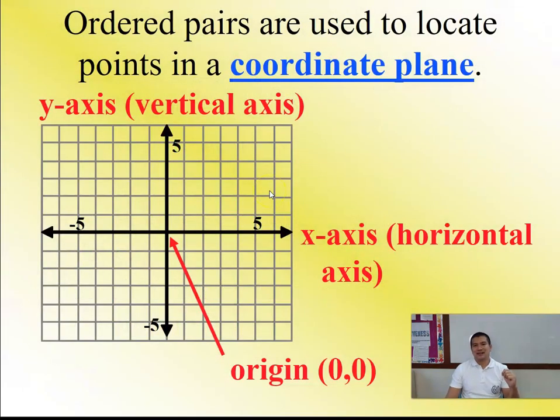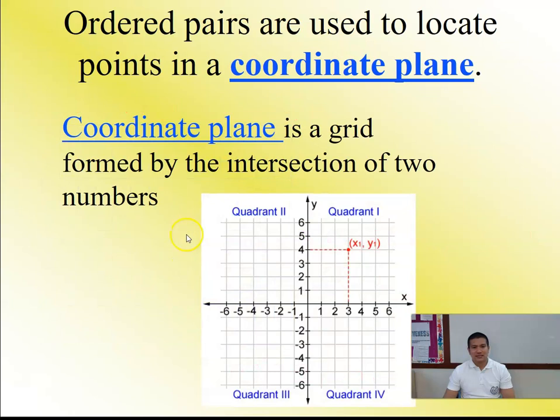So ordered pairs are used to locate points in a coordinate plane. There will be a y-axis, which is this line, the vertical line, and then we have the x-axis, which is the horizontal line, and this one is the origin. We call this the Cartesian plane. The coordinate plane is a grid formed by the intersection of two number lines. So we can find where the coordinate plane is.